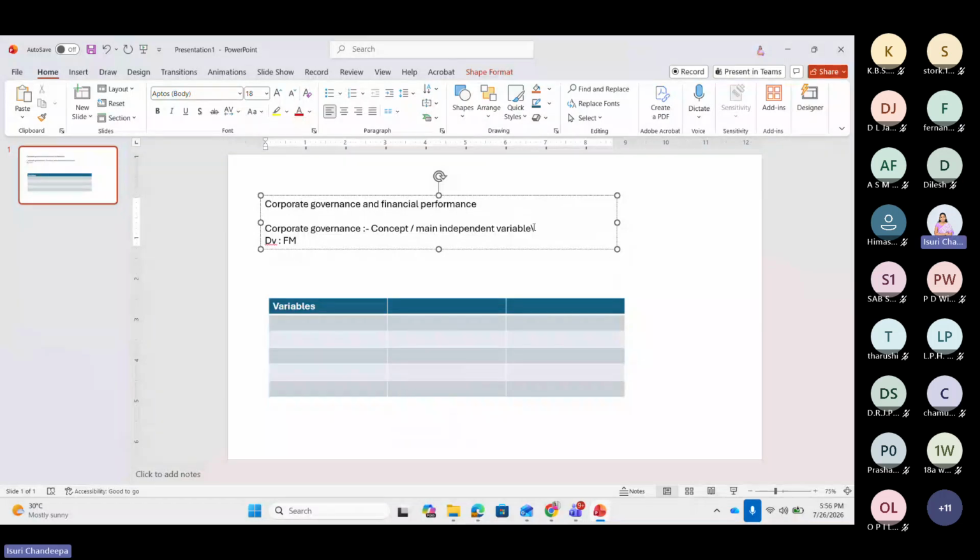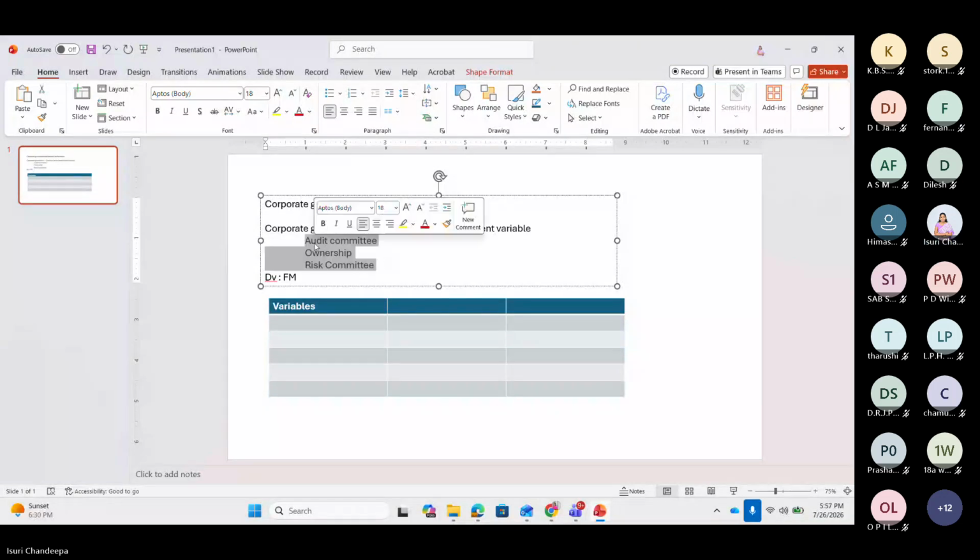Under the corporate governance main variable, I identify audit committee, and then ownership, and risk committee. These are my sub-independent variables. So now what do I want to do? I identify the questions and I identify the variables. Audit committee and the other one, ownership.